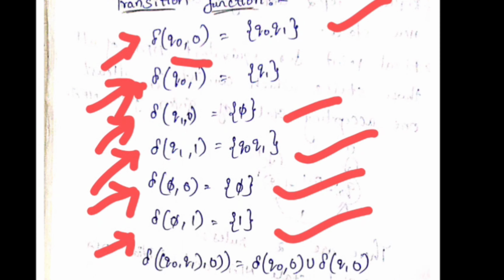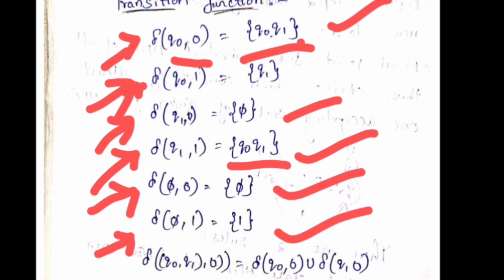So here we got a new state. What is the new state? Q0 Q1. Here the new state is Q0 Q1. This is also Q0 Q1. This is the new state. So with the input symbols 0 and 1, you need to write the transition function.